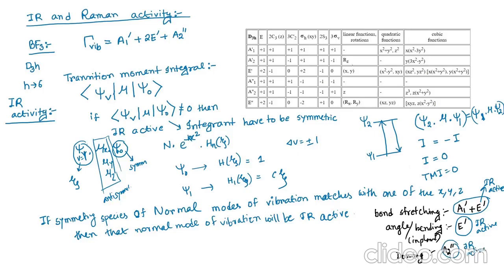So what is the particularity about xyz? Your E dash is xy polarized. For A2 double dash, only z polarized light will be allowed, that transition will be allowed with z polarized light. Okay. So what about Raman activity?